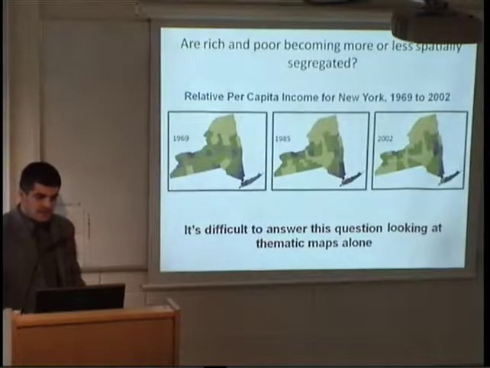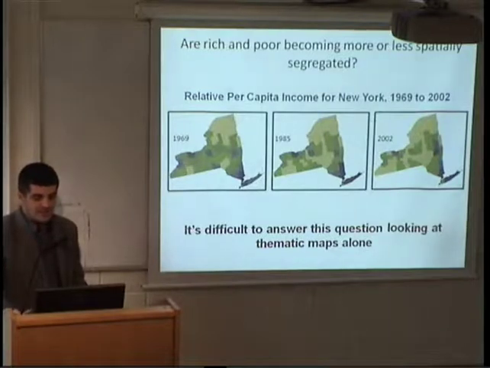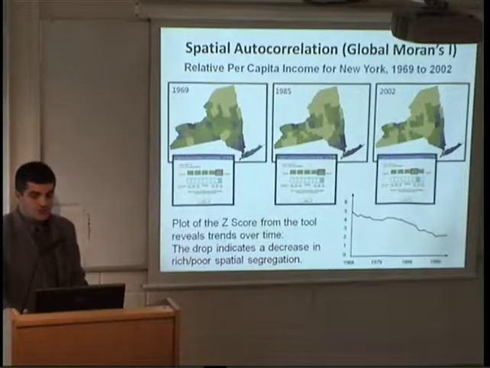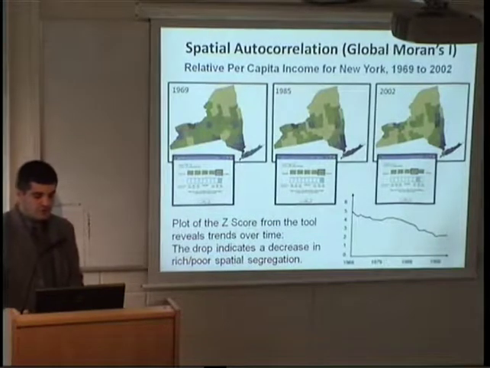In this example, we have relative per capita income for New York from 1969 to 2002. The question we may ask: are rich and poor becoming more or less spatially segregated? Using these thematic maps, it is difficult to answer such a question. But we can run the spatial autocorrelation, global Moran's I tool from ArcGIS, and we can plot the z-scores from the tool, which reveals trends over time. In the graph, you can see the drop, which indicates a decrease in the rich-poor spatial segregation.